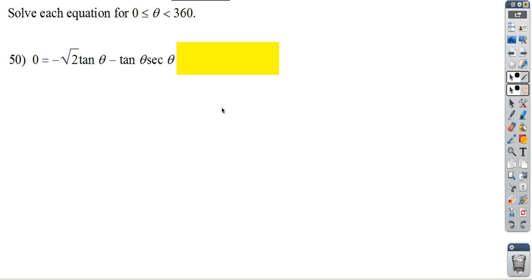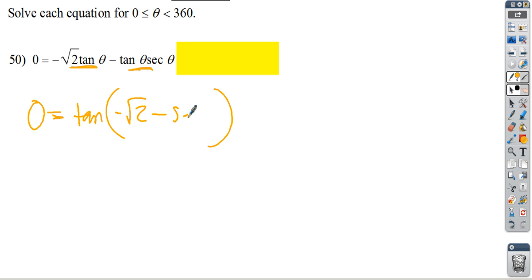Alright, so we will finish the practice test right now with the last problem from 13.5, and this is number 50 to 56. So here, this is another greatest common factor problem. It's already in standard form, it already equals 0, and the common factor is tangent. So we'll set this equal to tangent being factored out. And then if you pull out a tangent from this first one, you get negative radical 2. If you pull out a tangent from this one, you get minus secant.